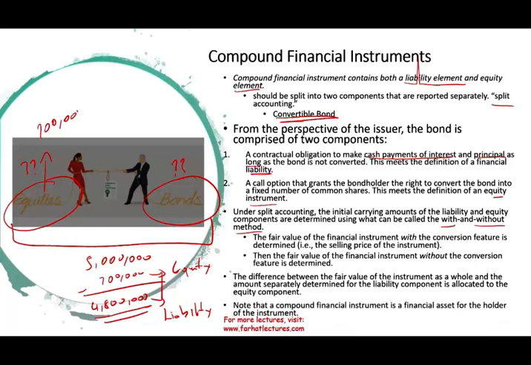Note that a compound financial instrument is a financial asset for the holder of the instrument. So if you bought a convertible bond, you have a financial asset. The company that issued it will have a financial liability. As I told you, what's a financial asset for one party is a financial liability for the other. Let's take a look at an example to see how this all works.